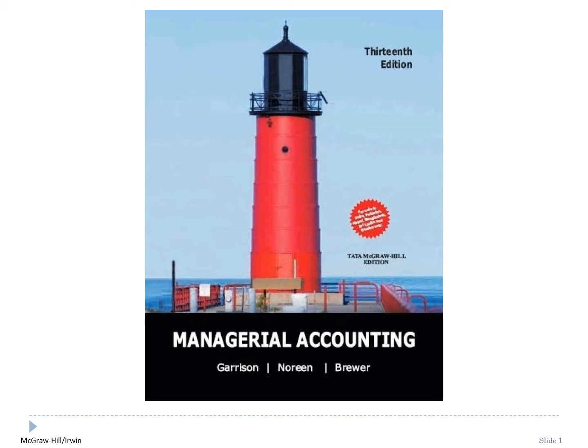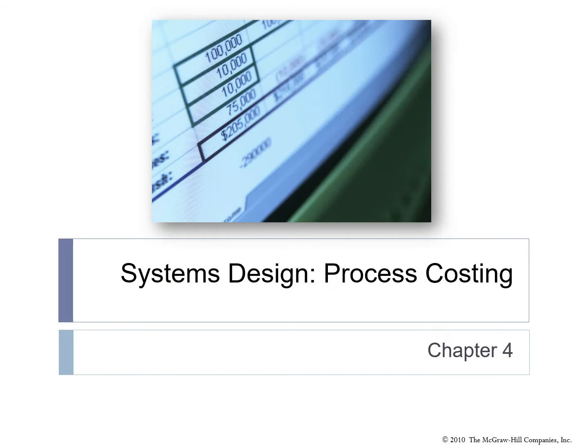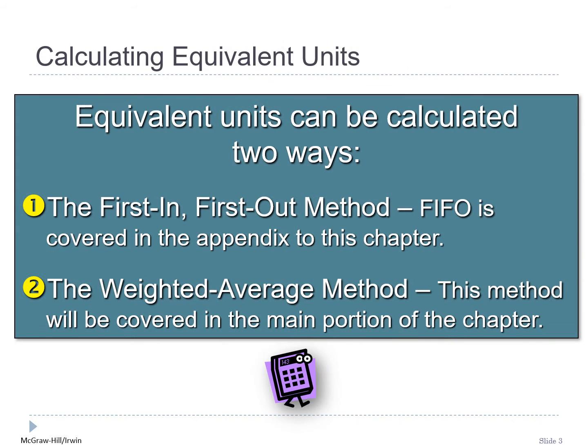Hello class, so let's continue our discussion with process costing, and now this module talks about the preparation of cost of production report using the first in first out method. As said from the previous module, equivalent units of production may be calculated in two ways. First is the first in first out method, or FIFO method, which is covered in this module. And the second one is the weighted average method, which was discussed during module 3.